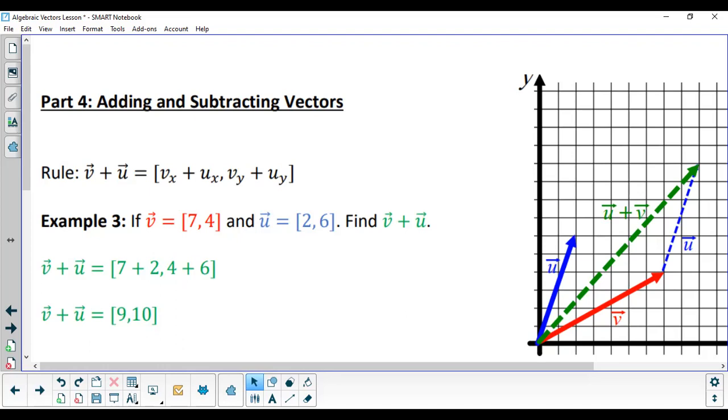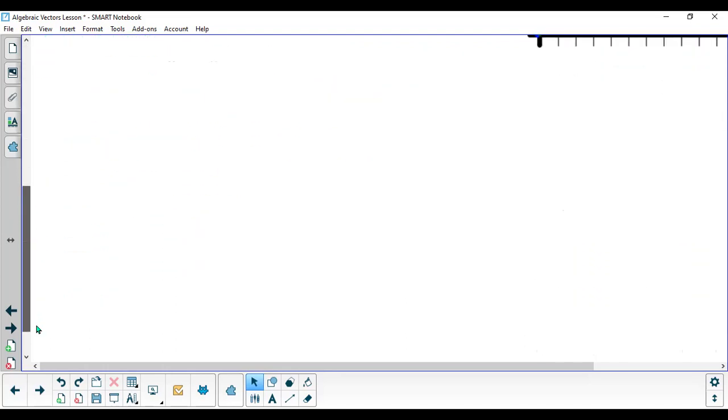So we can use coordinates algebraically to define the sum and differences of vectors. So there is no need for repositioning any of your vectors. Let's move on to another example.